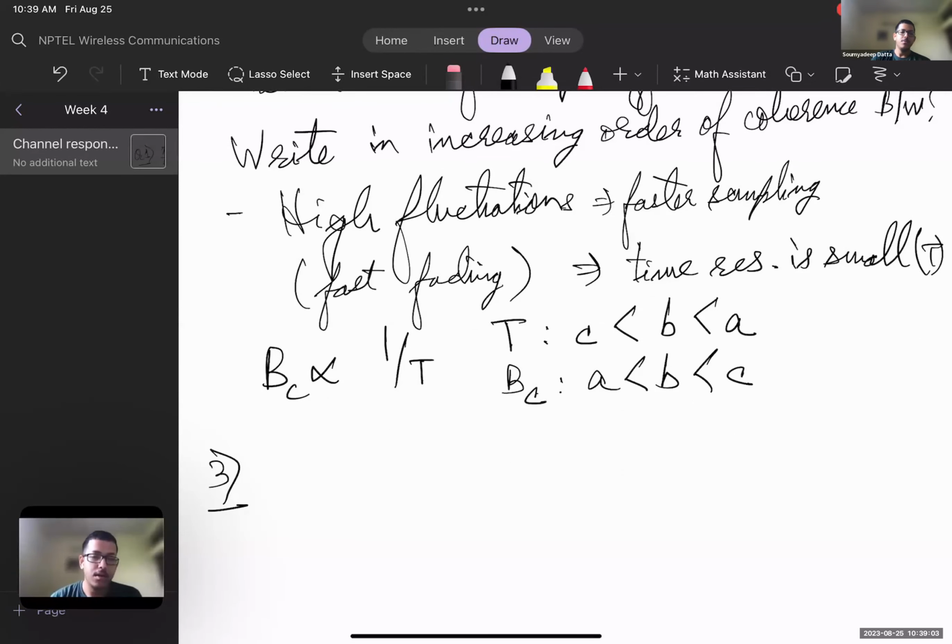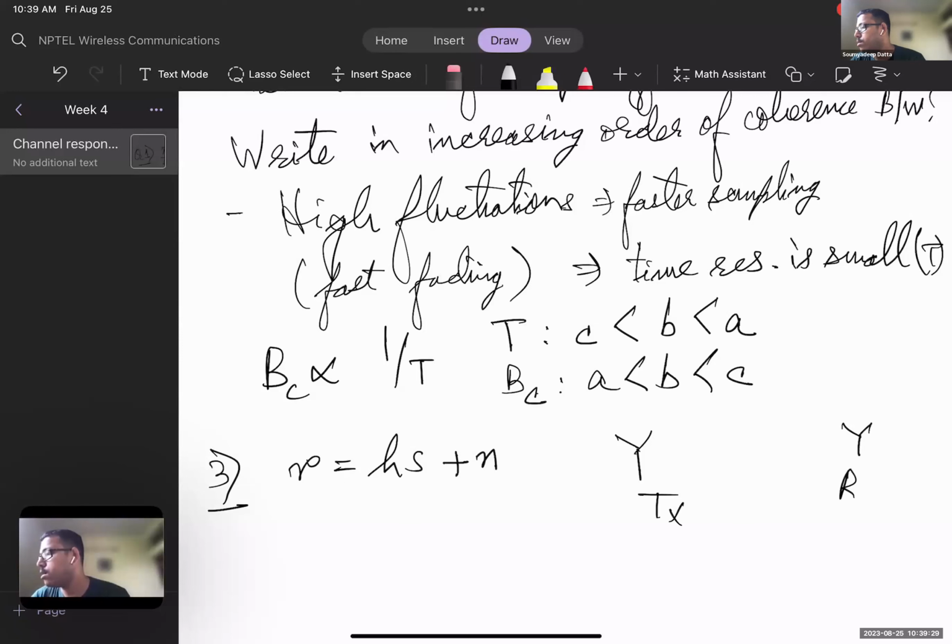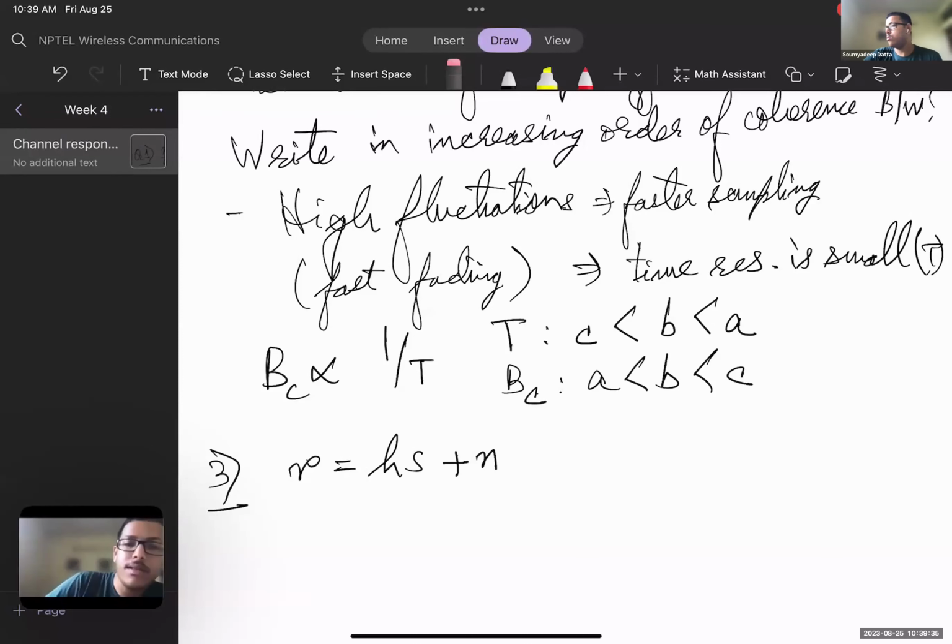So you are given some kind of fading channel, so your received signal is some kind of HS plus N, right? You have a transmitter and a receiver, I hope it's clear. You have a simple single channel. So this is your received signal in the frequency domain. Your received signal is a transmit symbol S and the fading coefficient H.